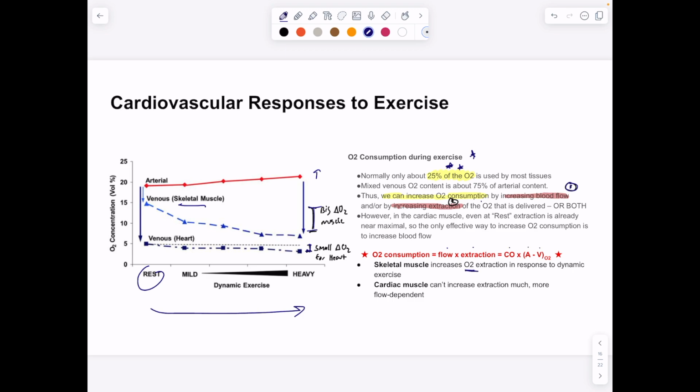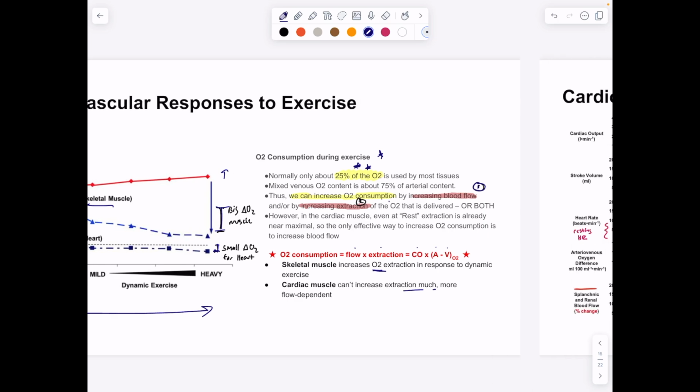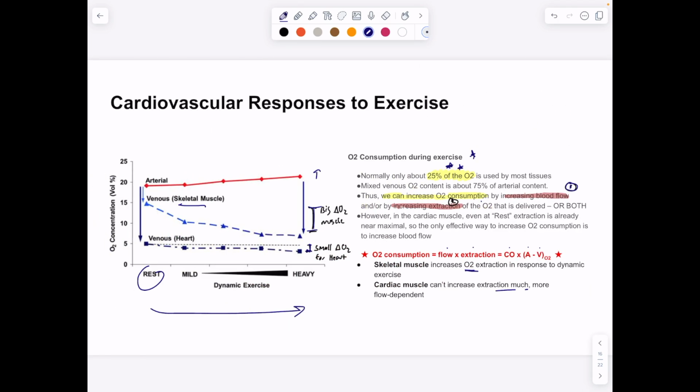And again, skeletal muscle increases O2 extraction in response to dynamic exercise. Cardiac muscle doesn't increase extraction much. It's more flow dependent, but you can increase oxygen to the heart through increased flow.